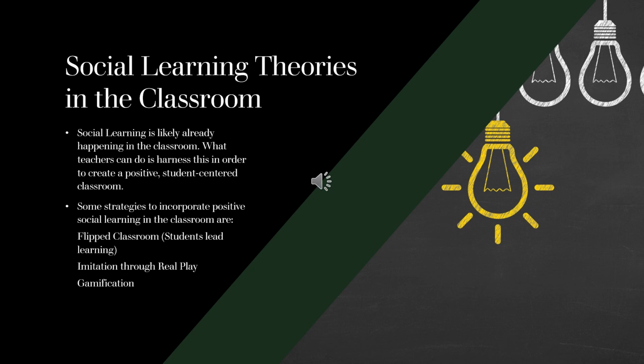Then we have imitation. So having students model things, having other students watching that, is a good way for them to learn from each other. And gamification of reviews or assignments or anything like that will have students observing each other and learning from each other. So, like I said, social learning is probably already happening in your classroom. It's a matter of using it to your benefit in order to create this student-centered environment.